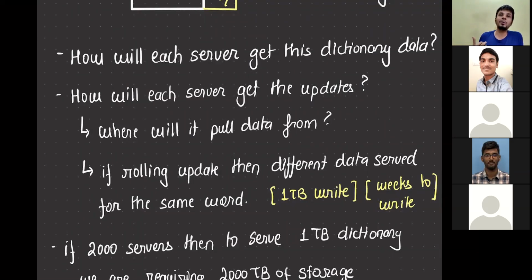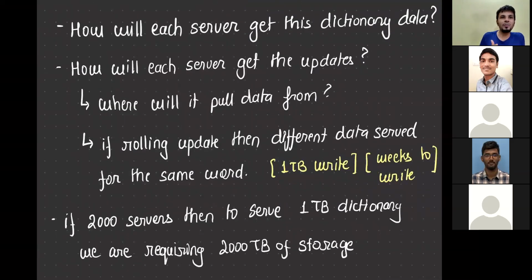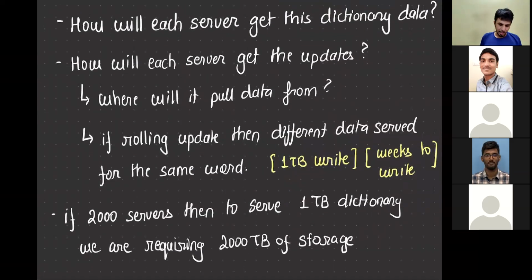How will each server then get the weekly updates that come to our dictionary? How does each server get notified that new updates are here? How would it pull the data? What would it do? Rolling update? There are so many questions out there. Since we are infinitely scalable, let's say we want to have 2000 API servers that serve our dictionary app. If there are 2000 servers, then to serve 1 terabyte of dictionary, we are actually having 2000 terabytes of storage, where each server has its own set of read-only dictionary.